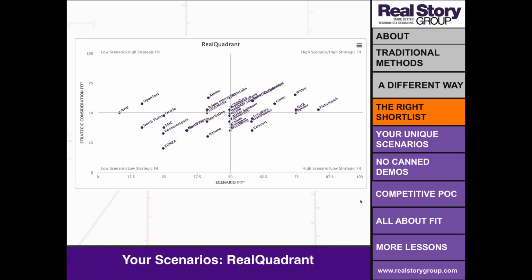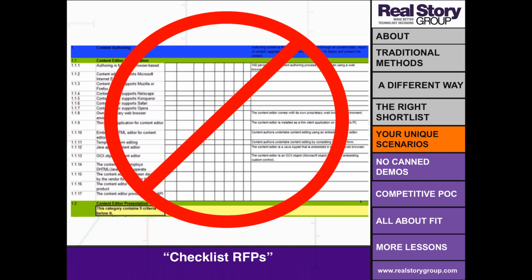Now, please don't obsess over what vendors are appearing where on this quadrant, because you have no idea what criteria and weightings I put behind any of these for this result set. Every Real Quadrant is going to be completely unique to you based on what you tell us is most important.